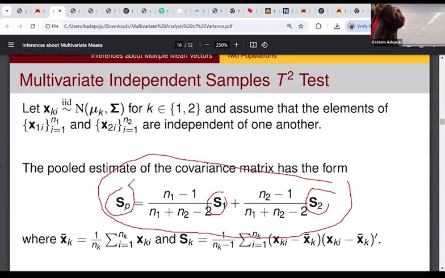But in a situation where the two variances are not the same, if the two covariance structures are not the same and you pool the covariances, that will distort the test, lead to an inaccurate type 1 error rate, and of course a loss of statistical power.